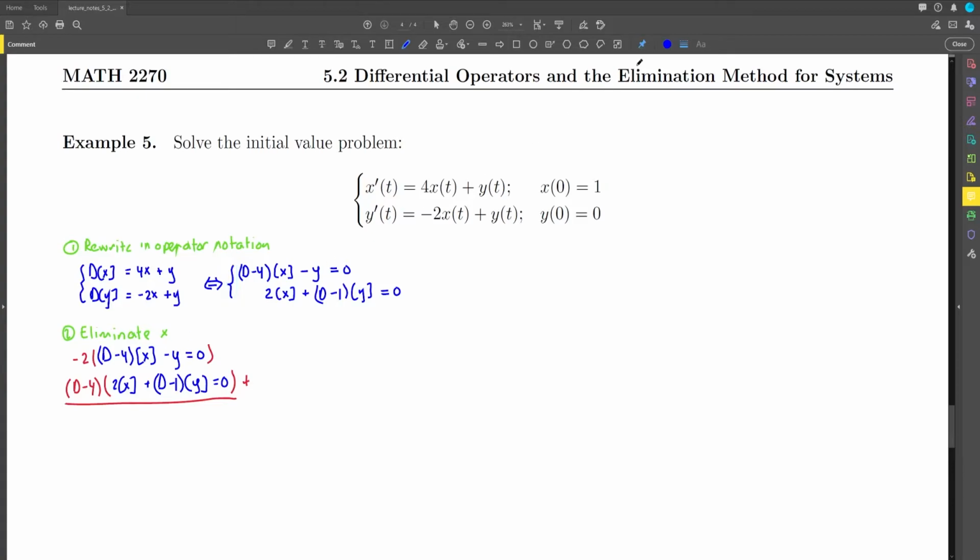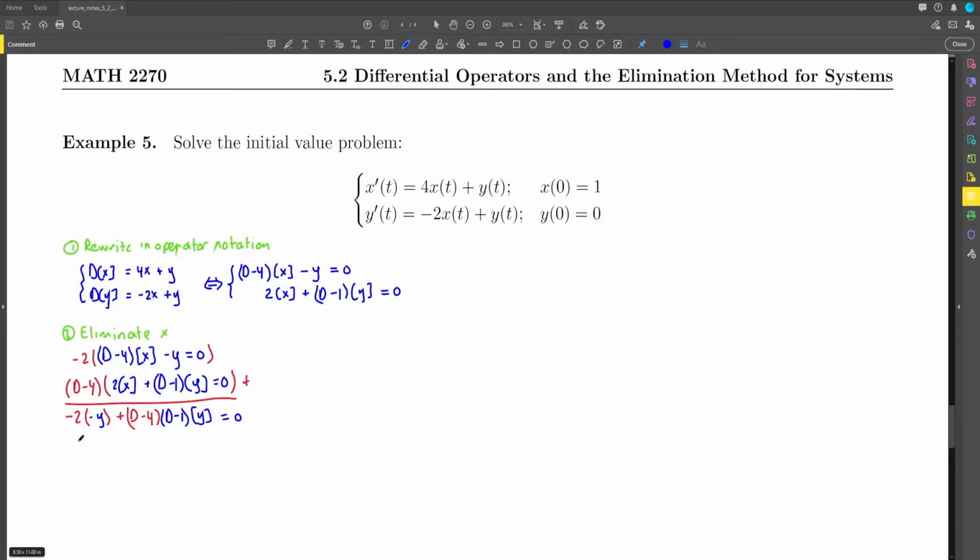And what I'm left with for the y is negative 2 times negative y, and then plus d minus 4 acting on d minus 1 acting on y, and that then on the right hand side, negative 2 times 0 gives you 0, and d minus 4 acting on 0 just gives you 0. So that keeps things relatively simple.